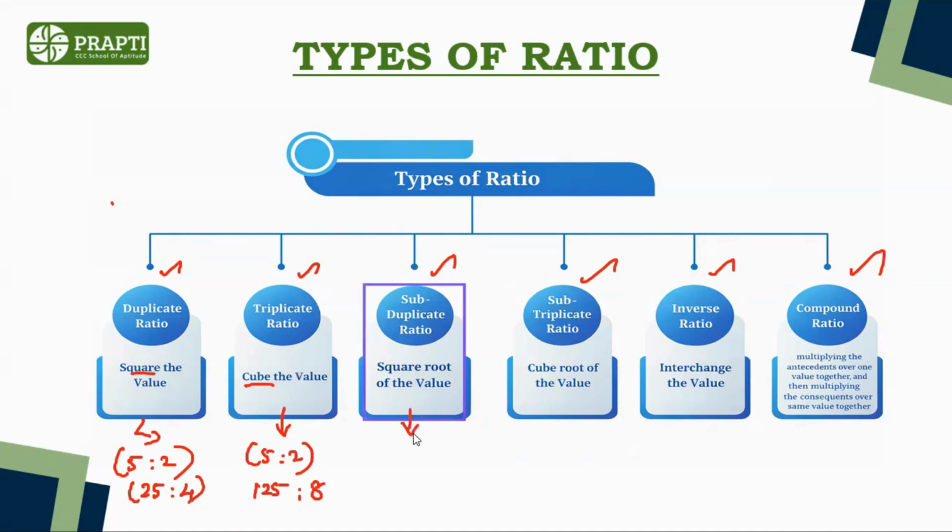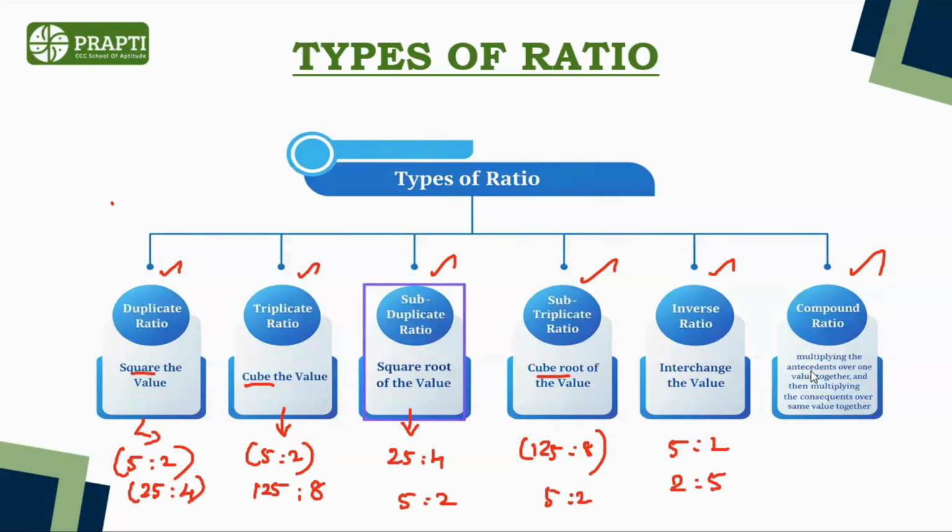If it is subduplicate, take the square root. So 25 is to 4, what is the square root? 5 is to 2. In the same manner, subtriplicate is cube root. So the opposite of triplicate is subtriplicate, and the opposite of duplicate is subduplicate. So in the same manner, 125 is to 8, you will get 5 is to 2. Inverse ratio is nothing but the reciprocal. For example, if you have 5 is to 2, the inverse ratio is 2 is to 5.